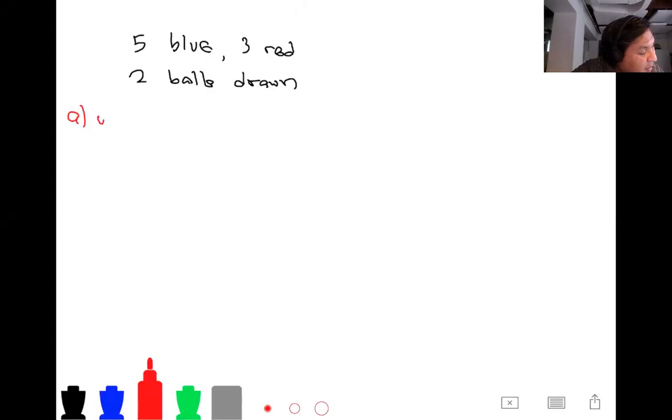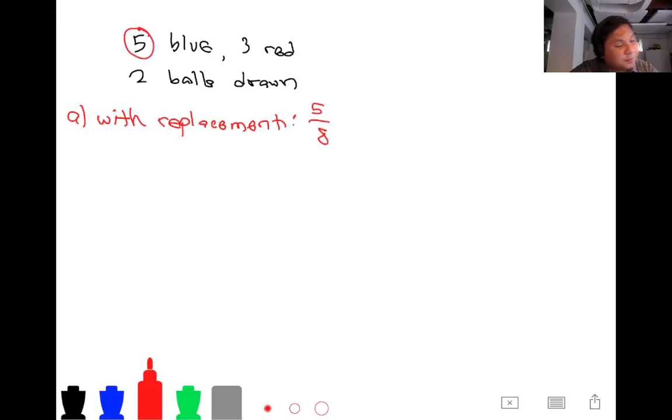Drawing with replacement. So with replacement, the probability of the first draw is simply 5 out of 8, which is logical. Because there are 5 blue balls and you're supposed to draw 1. So that's a 5 out of 8 chance of getting a blue ball.